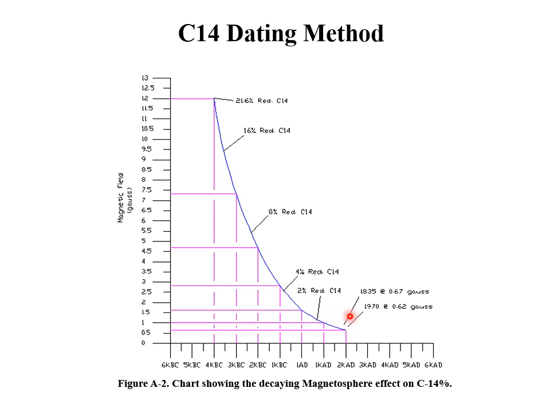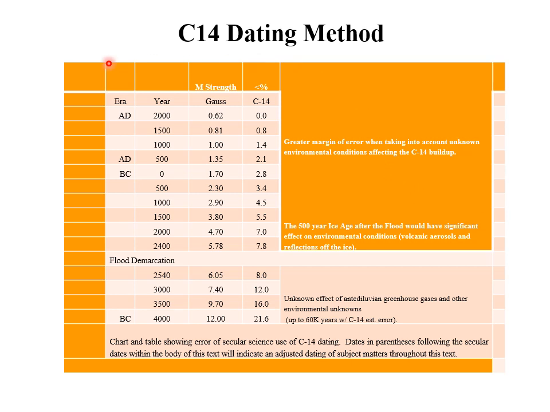This is from Dr. Humphreys, and he's saying that in 1970 the field is 0.62 gauss. The effect of the strength would reduce the carbon-14 ratios by 2%. Then, the further back you go, 4%, 8%, 16%, up to 21.6% back at 4000 BC, I'm sorry. So these are estimates by Dr. Humphreys. And here it's in a table.